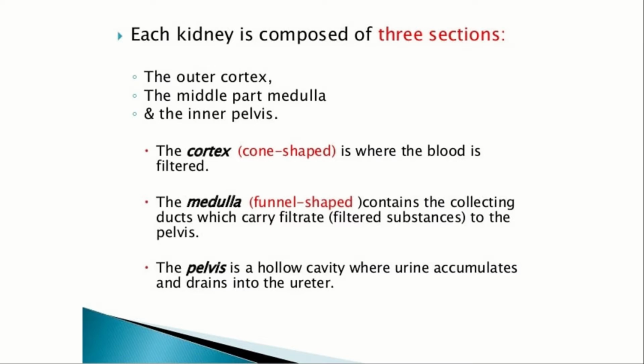Here, each kidney is composed of 3 sections: the outer cortex, the middle part medulla and the inner pelvis. The cortex, which is cone shaped, is where the blood is filtered. The medulla, funnel shaped, contains the collecting ducts which carry the filtrate, that is the filtered substance, to the pelvis. Next, the pelvis is a hollow cavity where urine accumulates and drains into the ureter.